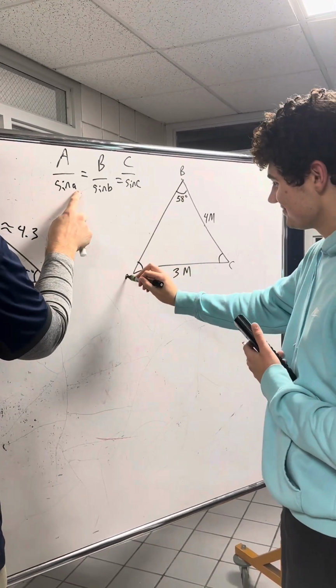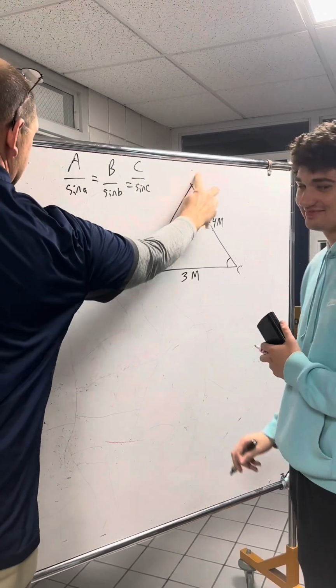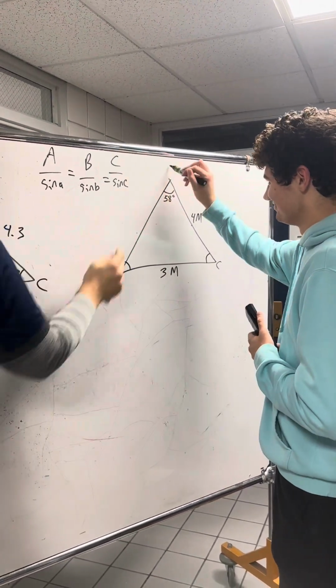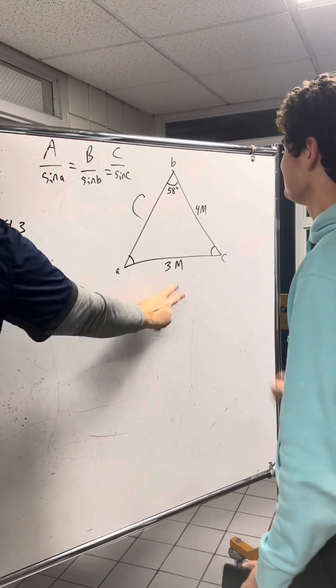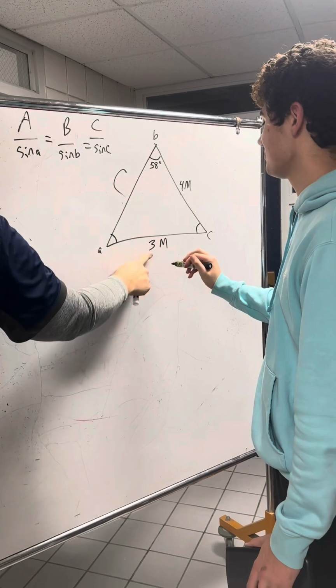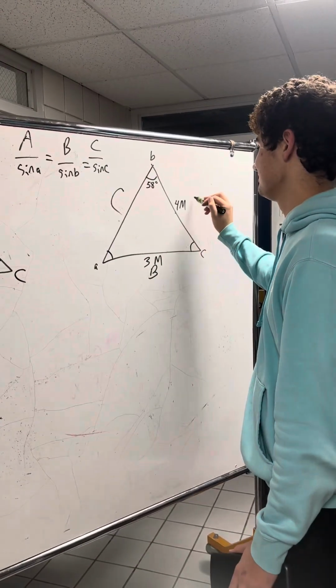Not a big deal. This is little b, there's a little b right here, and this is little c. It doesn't really matter. So this is big C, big B, which is across from B, and big A over there.